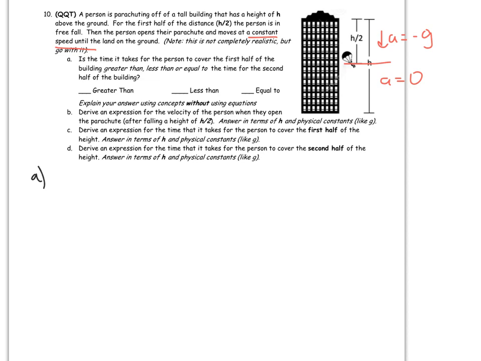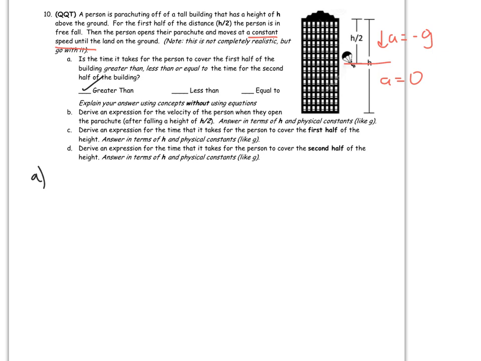The first question we're asked is, will the person spend more time in the first half of the building, the second half of the building, or will those two times be equal? What you really have to keep in mind here is that for the first half, the person is in free fall, speeding up. After that point, they maintain that constant speed. And so the first half of the building will take more time because, on average, the person is traveling slower at that point in time.